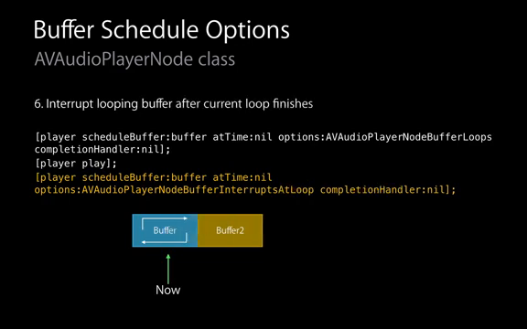The last case is an interesting one. If you have a looping buffer, but you want to let the current loop finish before you start playing your new data, you can schedule your new buffer with the AVAudioPlayerNodeBufferInterruptsAtLoop option. So this will let the current loop finish, and as soon as that loop is done, the new buffer starts playing.